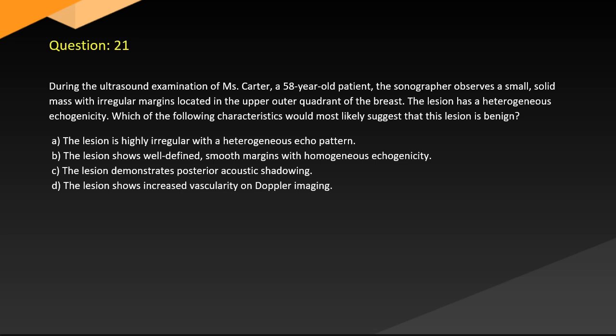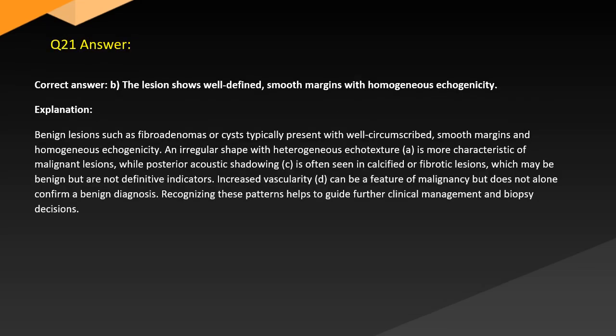A. The lesion is highly irregular with a heterogeneous echo pattern. B. The lesion shows well-defined, smooth margins with homogeneous echogenicity. C. The lesion demonstrates posterior acoustic shadowing. D. The lesion shows increased vascularity on Doppler imaging. Answer. Correct answer. B. The lesion shows well-defined, smooth margins with homogeneous echogenicity.